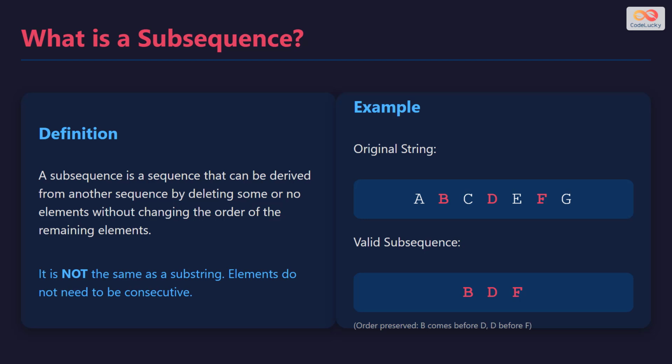Before we solve the problem, let's clarify what a subsequence actually is. A subsequence is a new sequence generated from an original string by deleting some characters without changing the relative order of the remaining ones. Crucially, and this is where people get confused, the characters do not have to be consecutive. For example, in the string A, B, C, D, E, F, G, the letters B, D, and F form a valid subsequence.